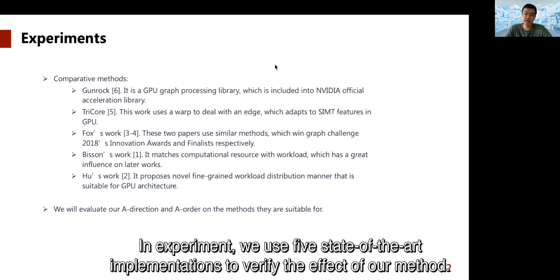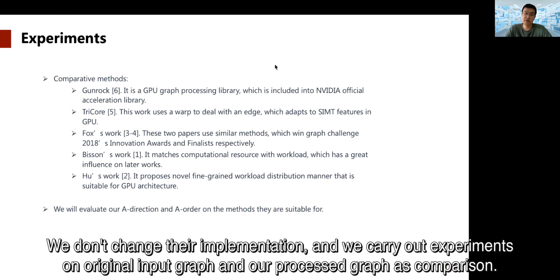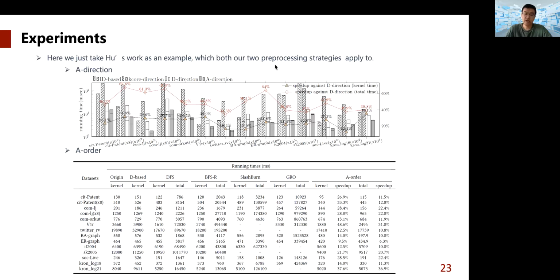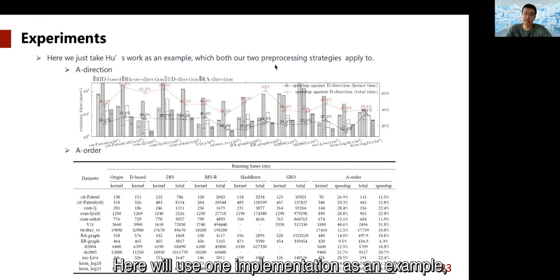In the experiment, we use 5 state-of-the-art implementations to verify the effect of our method. We don't change their implementation, and we carry out experiments on the original input graph and our processed graph for comparison. Here we refer to our analytic methods as A-direction and A-order. Here we use one implementation as an example.